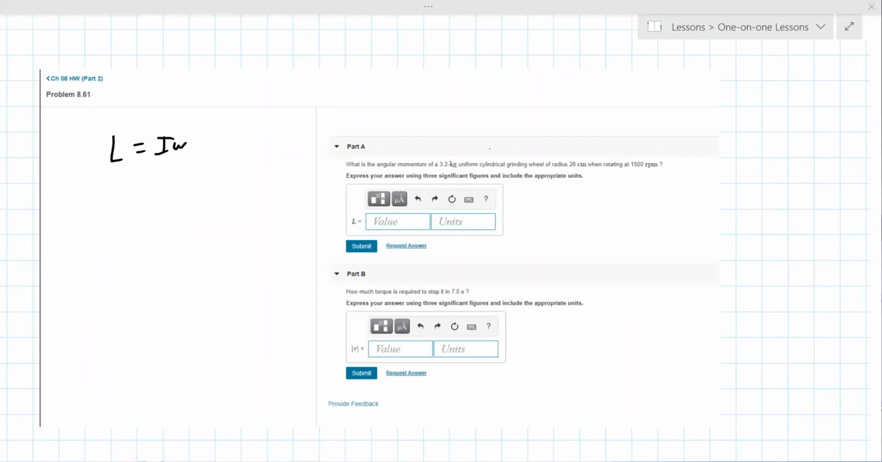L is I omega, but I changes depending on the geometry of the thing that we're dealing with. So we need to know that. Like there's one for a uniform cylindrical grinding wheel. So let's figure that out here. I'm going to go to my handy online resource here.